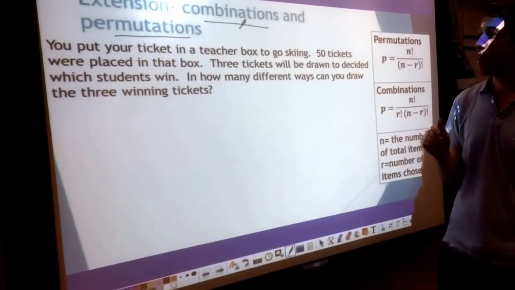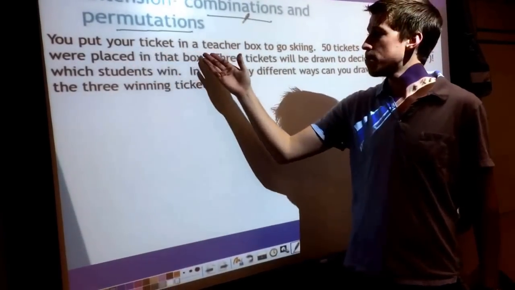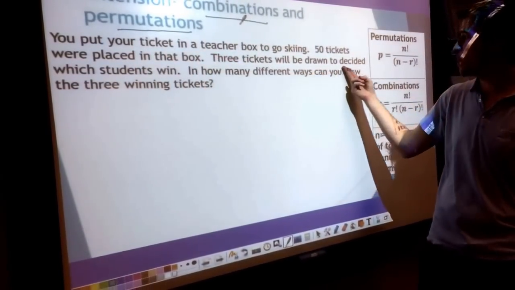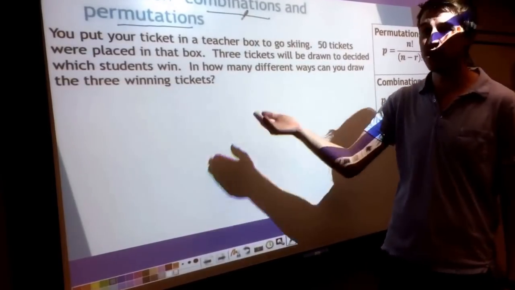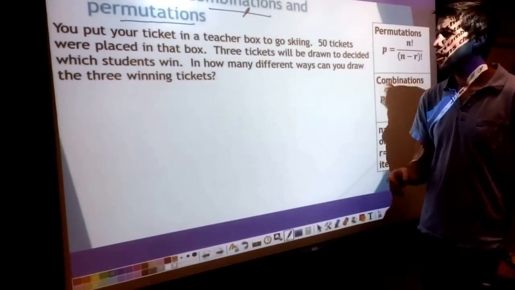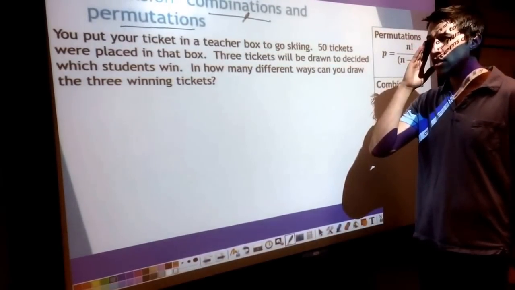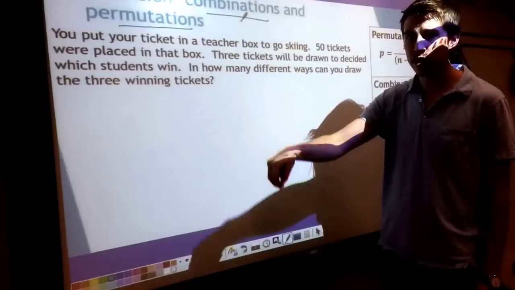You put your ticket in a teacher's box to go skiing. 50 tickets were placed in that box, and 3 tickets will be drawn to decide which students win that trip to go skiing. How many different ways can you draw the 3 winning tickets? So ask yourself, does the order that I draw those 3 tickets matter?